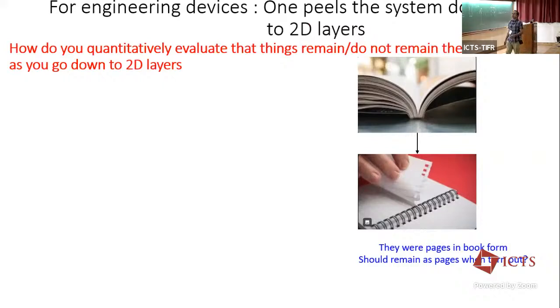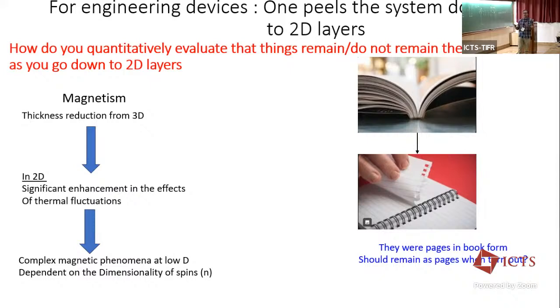Now, when we are going to make these 2D materials, we really want to thin them down to few layers, essentially go down to monolayers, and then we want to ask, does the physics remain the same as you thin down the material? And how do you quantitatively evaluate if your physics is going to actually remain the same as you thin down the material? Because magnetism could actually change and there could be thermal fluctuations, so there could be complex low dimensional dependent phenomena which can arise at lower dimensions. So what could happen and how do we quantify it?